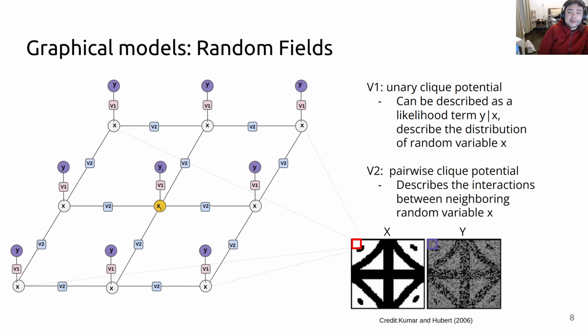V1, we call that the unary clique potential. It's basically the interactions of the individual site, and it could be described as a likelihood term, y given x, and it describes the distribution of a random variable x. V2 is the pairwise clique potentials, so this describes the interactions between two different sites. Think of it as like a push-pull relationship. You're basically describing the relationships through these clique potentials.